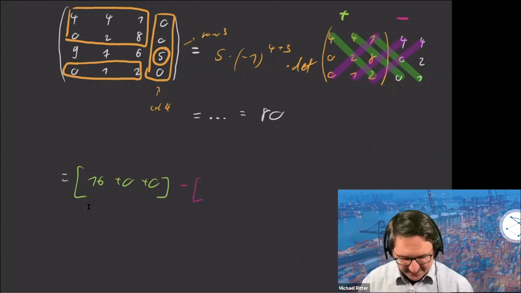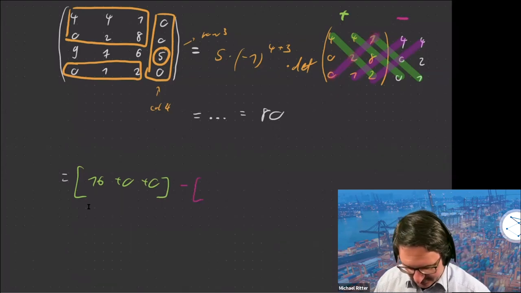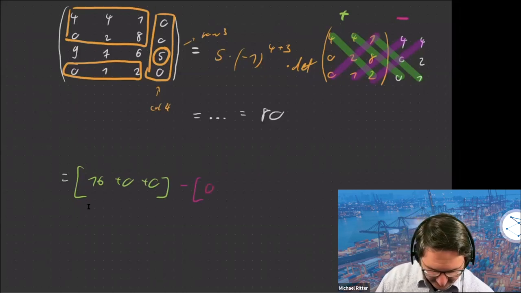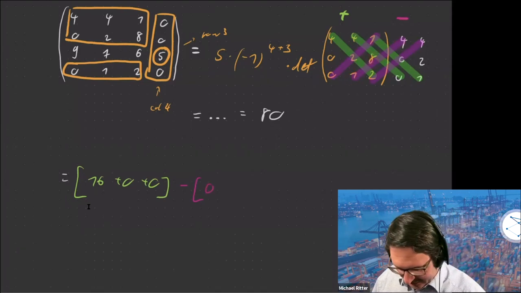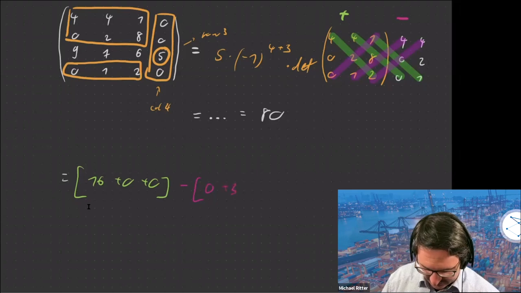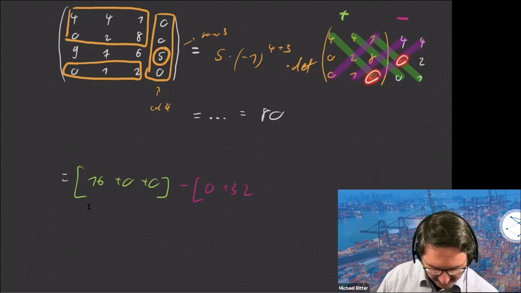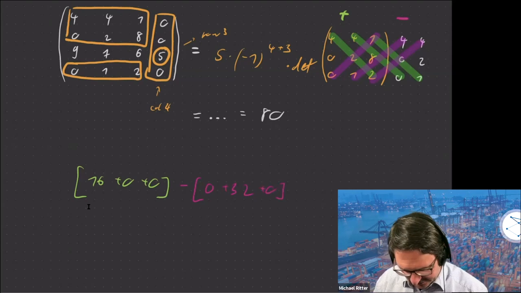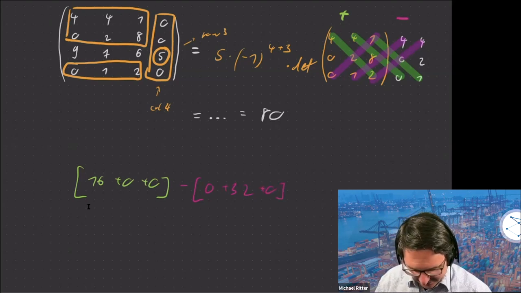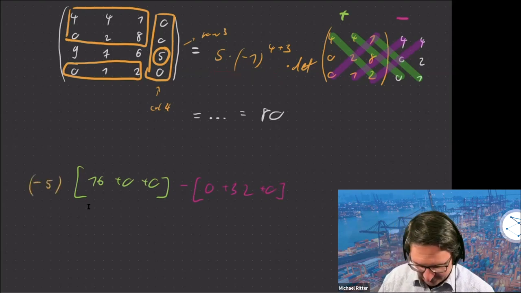And then you subtract the negative ones. So we have 1 times 2 times 0, that's 0. Then we get 4 times 8 times 1, that's 32. And finally, what do we have here? 4 times 0 times 2. That's 0 again. And of course, let's write that in front actually, we still have that minus 5 right here. Don't forget about this one.